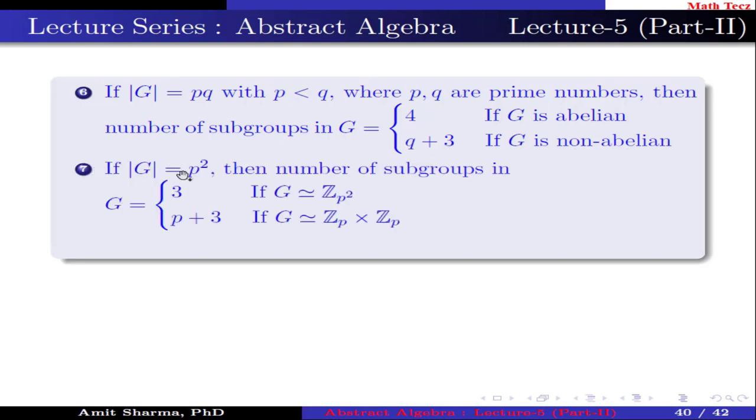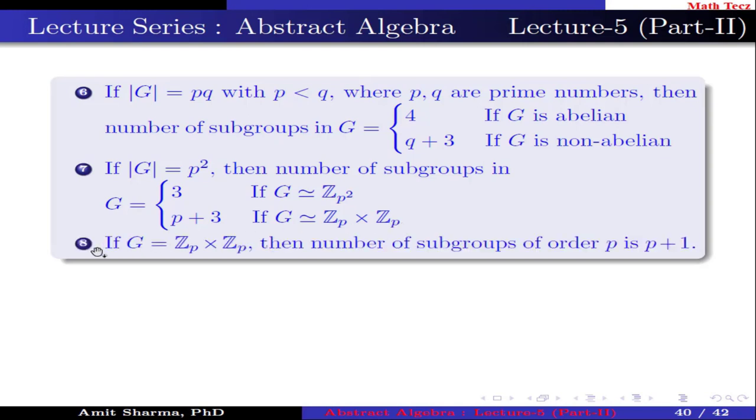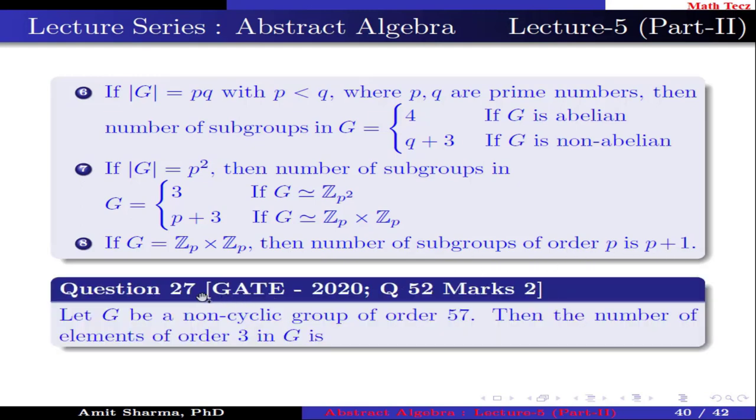Number 7, if order of G is p square, then the number of subgroups in G is 3 if G is isomorphic to Z p square, p plus 3 if G is isomorphic to Zp cross Zp. Number 8, if G is equal to Zp cross Zp, then the number of subgroups of order p is p plus 1.